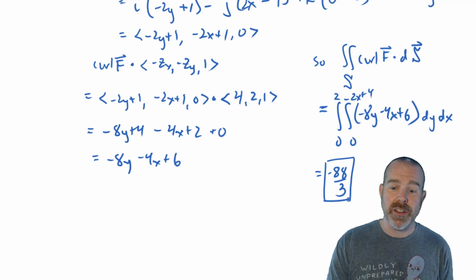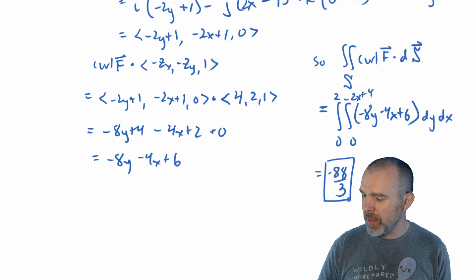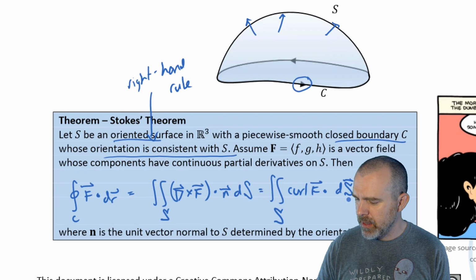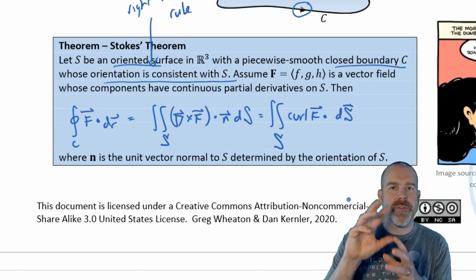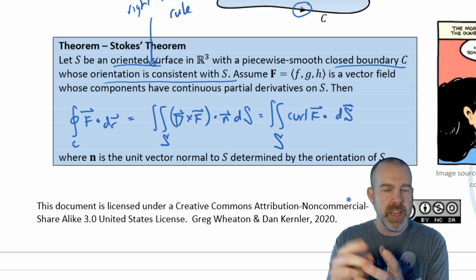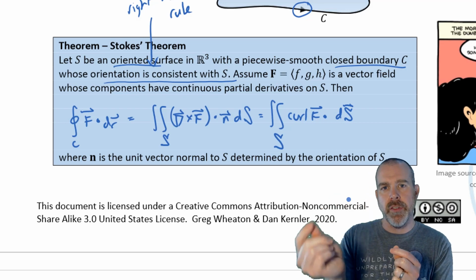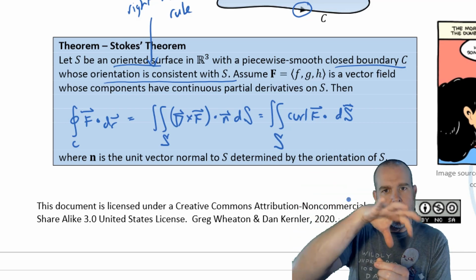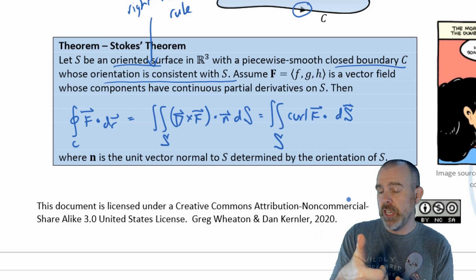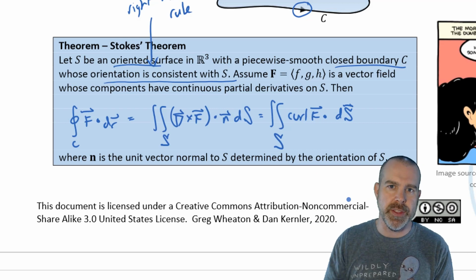Okay, so that is it for Stokes' theorem. The big idea, again, is the theorem itself. If you want to find the net curl inside a surface, you can do a line integral and get the circulation of a curve that encloses that surface, that's at the boundary of the surface, as long as the orientation of the curve is consistent with the orientation of the surface.